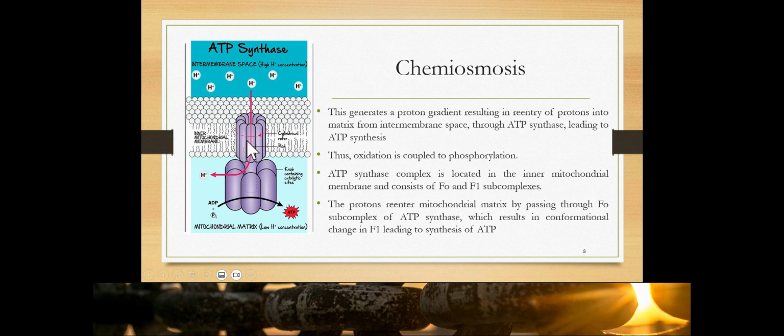You can see the direction here. There's a cylindrical rotor that moves. At the end of the day, the turning adds phosphate to ADP to create ATP. So this ATP synthase is the enzyme that will produce ATP.